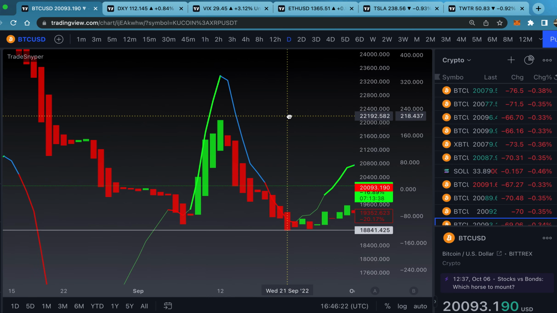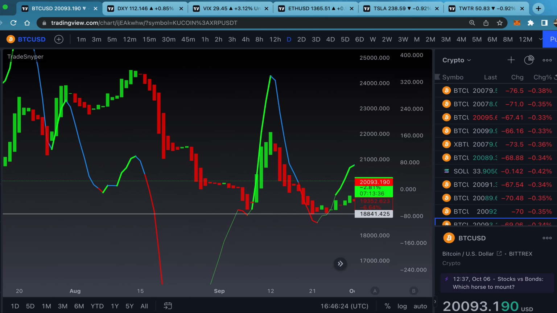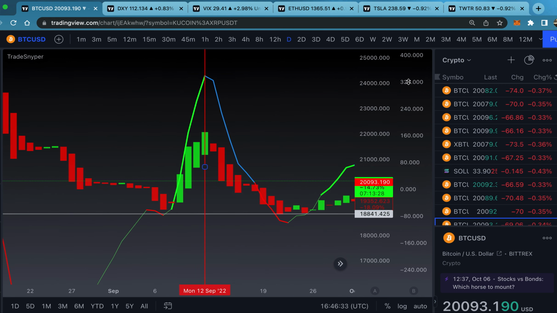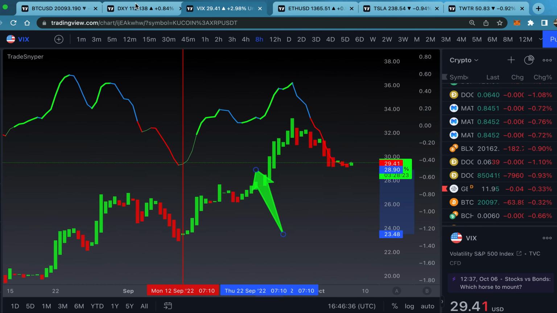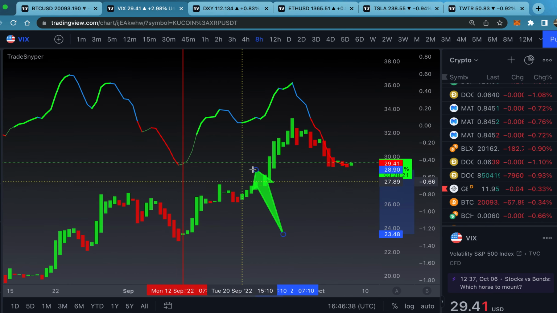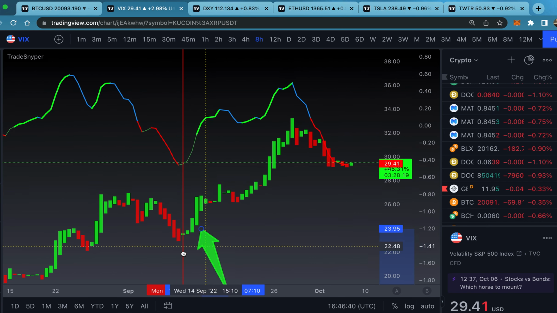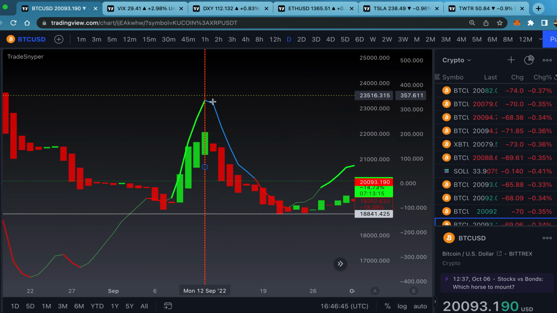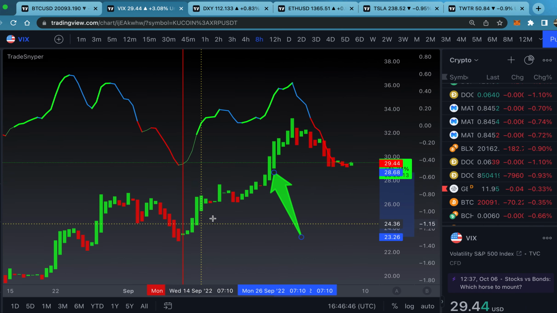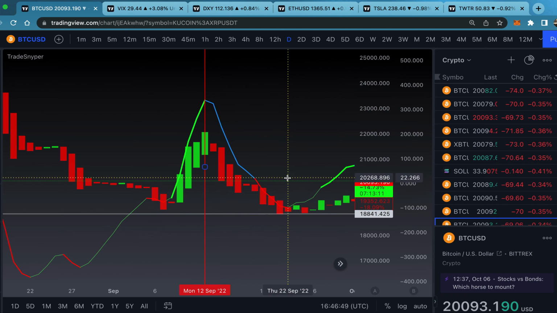We go back to Bitcoin. September 12th. Where was September 12th? Look at this. Okay, September 12th, Bitcoin was pumping. The VIX started pumping, and from September 12th all the way through September, it was pumping, and Bitcoin was dumping. So when the volatility index goes up, Bitcoin goes down.